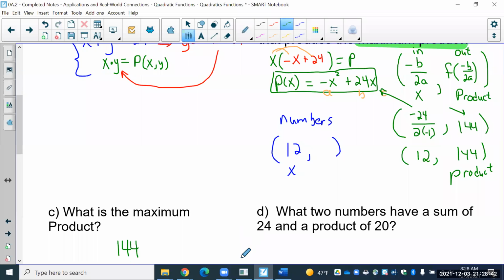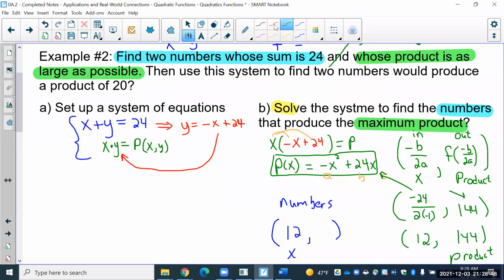So this is the question students ask me all the time. They say, Mr. King, how do I find the other number? Well, the other number is actually found right here. If I take 12 and plug it into here, it will output the other number. So the other number would be negative 12 plus 24. That will give me y. And so the other number is 12.